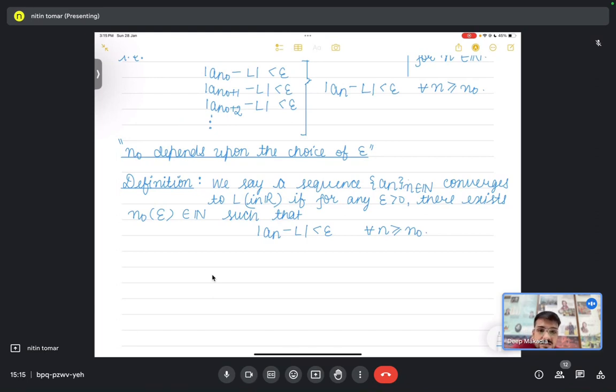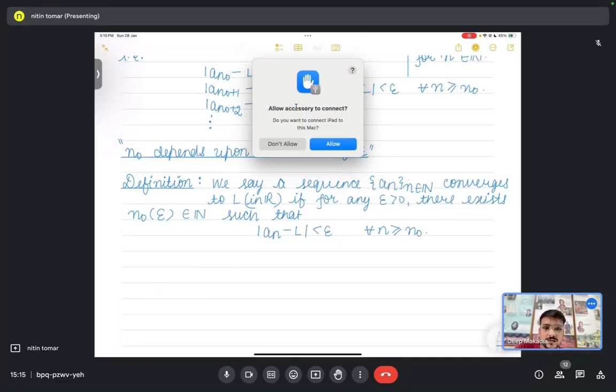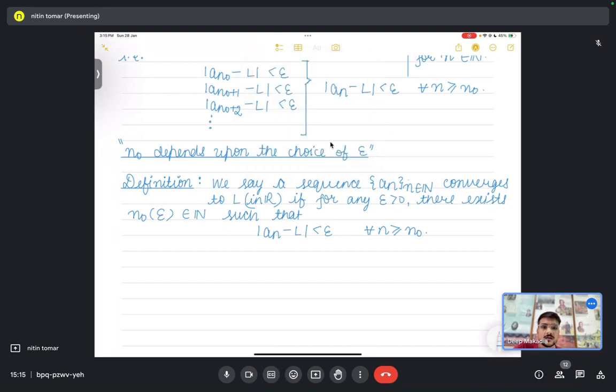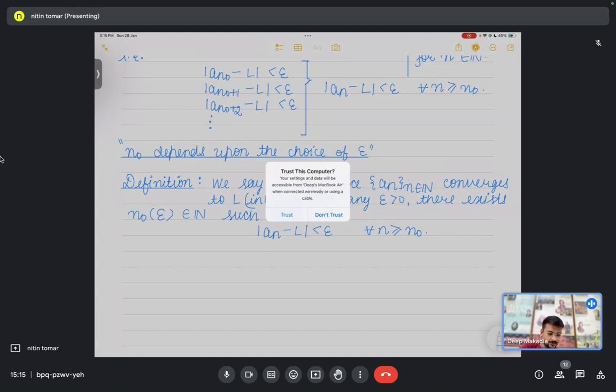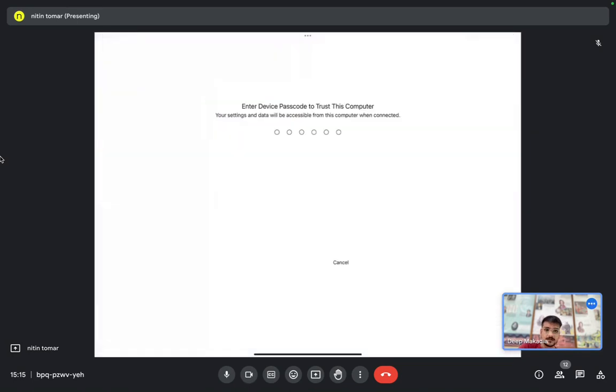Whenever we can find such a number L, then we'll say our sequence converges, and it converges to this capital L. Okay, so do we have any confusion here? Again I repeat, please feel free to discuss and comment, because this is a tutorial session. It's always good to have a certain discussion going on.